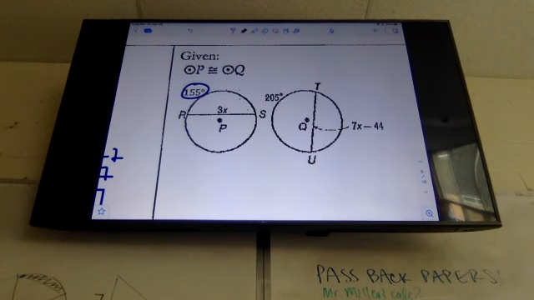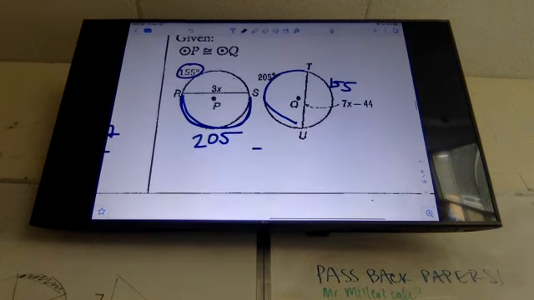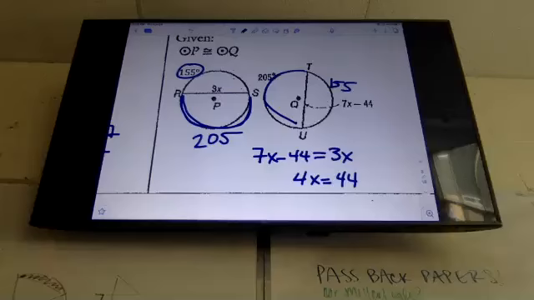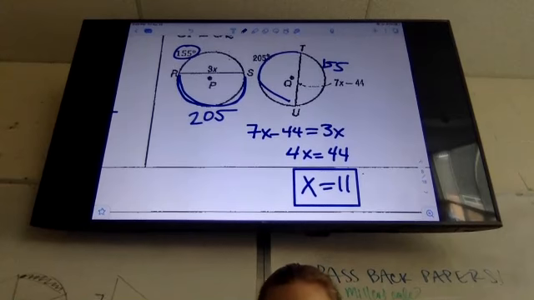So if this is 155, what's this segment? 205. Do those all add up to 360? Yeah. And so if that's 205, then this becomes 155. So because we know that the angles add up to 360, so essentially the arc measures are congruent, that's why I'm allowed to do 7x minus 44 equals 3x and solve there. So minus 3x, and I'm going to add 44, so I'm going to get 4x equals 44, which means x is 11. X is 11.